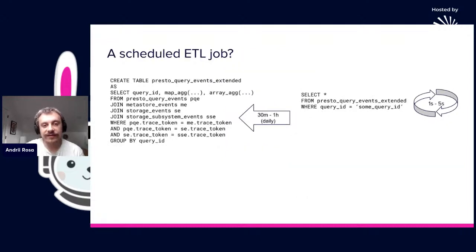So to get the interactivity back, what I used to do is create a materialization. So basically create a background scheduled ETL job that would join a Presto data set with all the other data sets, let's say once an hour or once a day, depending on granularity. Generate a materialized table, so then I can simply query by query ID and get all the necessary information in a matter of seconds. And this was actually a pretty common use case, because very often engineers or data scientists had to join many different data sources together to figure out some insights.